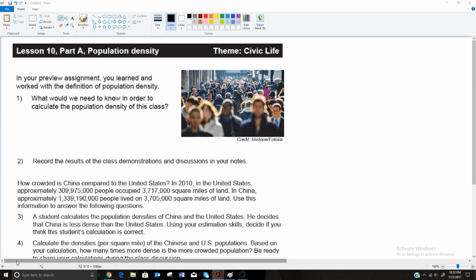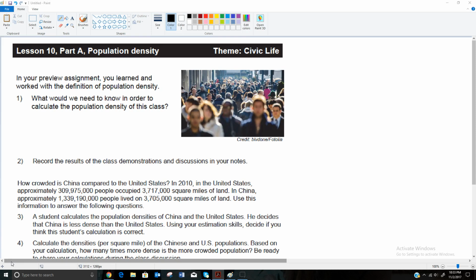And we start off with the question: what would we need to know in order to calculate the population density of this class? You should have already done the preview for lesson 10. If you haven't, you might want to go do that. In order to know the population density, we need to know two things. We need to know the population, and we need to know the size where that population is living.